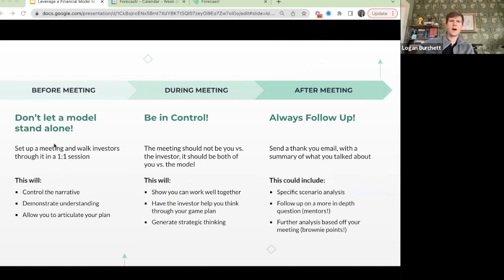Starting from the top, before the meeting happens, it's our recommendation that you don't send the financial model to the investor before the meeting. This is a somewhat controversial topic, but we've done financial modeling for a long time and we've seen what happens. We feel really strongly, and we recommend all of our clients hold fast and don't send the financial model before the meeting, because you don't want a financial model to live on its own. You want to be there in the meeting. You want to control the narrative, and you want to present the financial model to them in person or on a call.